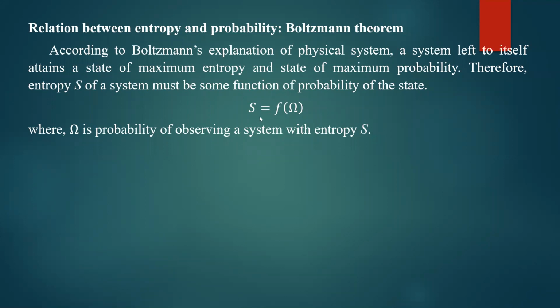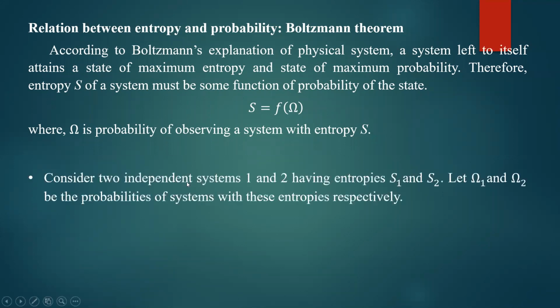Okay. So let us prove how this S is related to thermodynamic probability. For that, let us consider two independent systems, system 1 and system 2. They have the entropies, let us take S1 and S2. Let omega 1 and omega 2 be the probabilities of the systems with these entropies respectively, where omega 1 is the thermodynamic probability of system 1, and omega 2 is the thermodynamic probability of system 2.